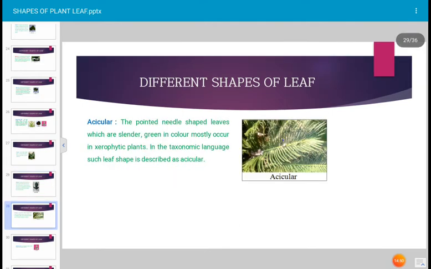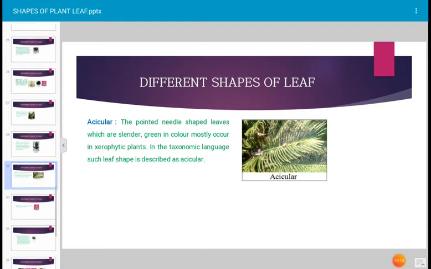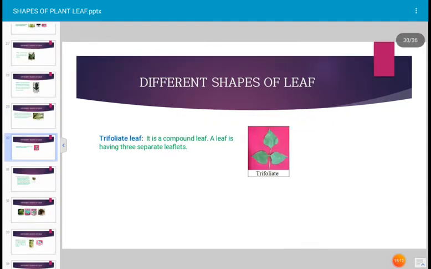Next. Another shape of leaf, that is acicular shape of leaf. In this case, the leaves are pointed, needle shaped, cylindrical and green in color, and mostly occur in xerophytic plants. In taxonomic language, such leaf shape is described as acicular. Next, trifoliate leaf. It is a compound leaf. A leaf having 3 separate leaflets is described as a trifoliate leaf.